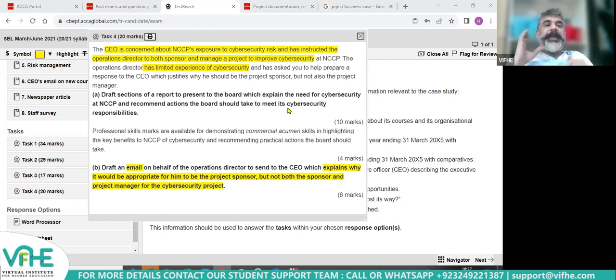Very simple. 3 points for 6 marks. Number one, lacks expertise. Number two, there is no segregation of duty. Number three, he will not have the time. That's it. Just keep SBL simple. It's simple and basic. The more you try to add fancy words and fancy points, you will go in the wrong direction. Basic stuff. Okay.